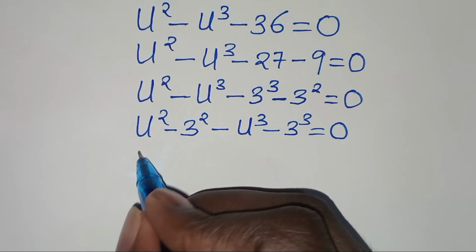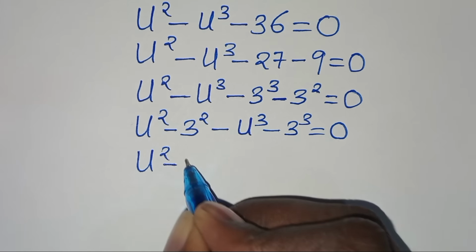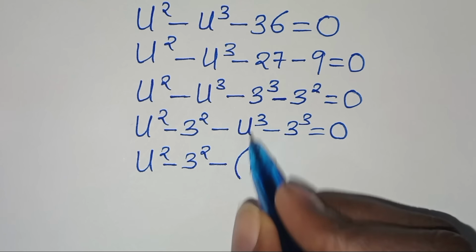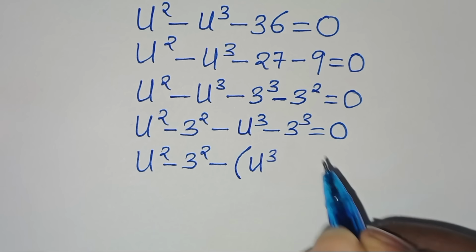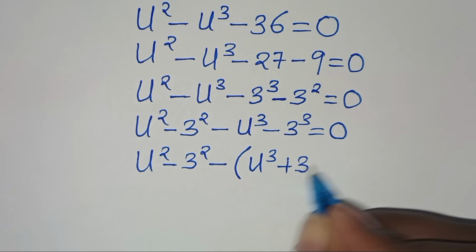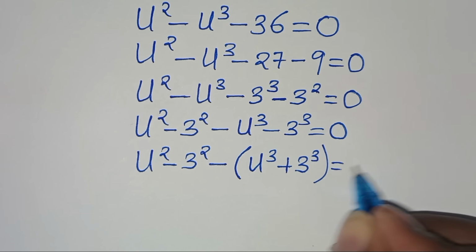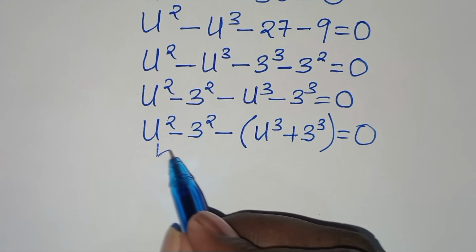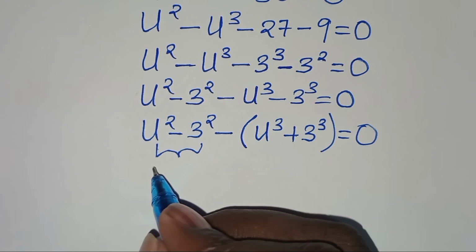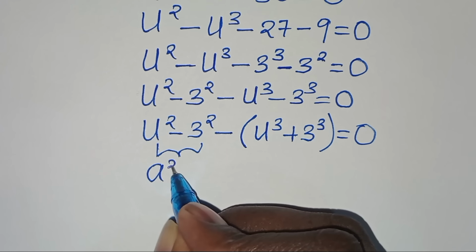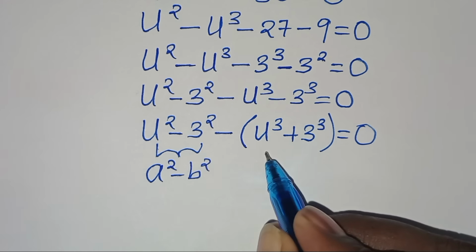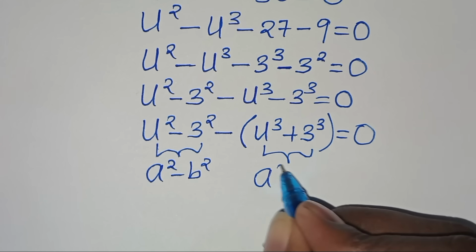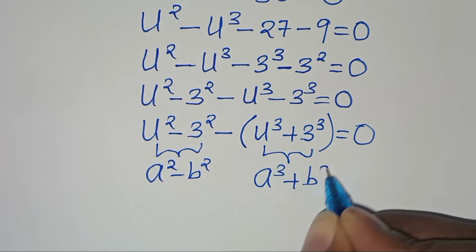So this implies that we have u to the power of 2 minus 3 to the power of 2, then subtract, in parentheses, u to the power of 3 plus 3 to the power of 3, equal to 0. So we have got two parts here. This is the difference of two perfect squares, expressed as a squared minus b squared. And this is the sum of two cubes, expressed as a to the power of 3 plus b to the power of 3.